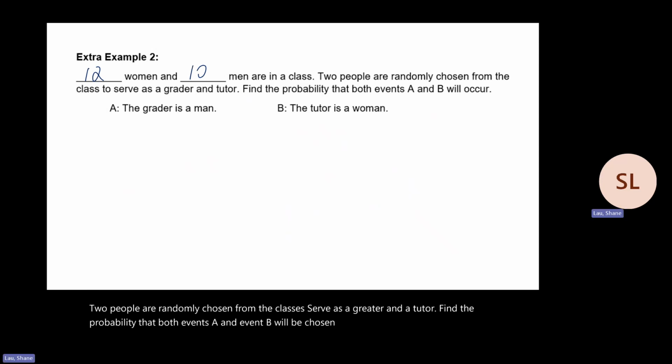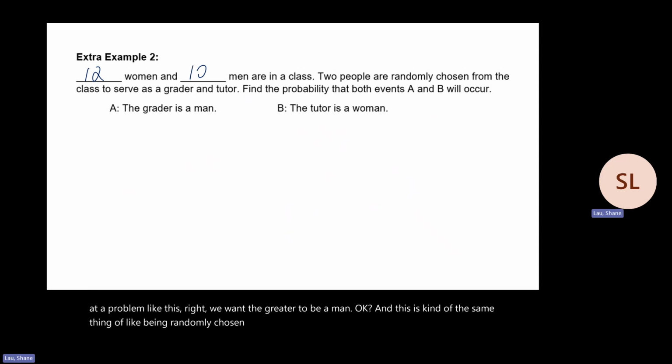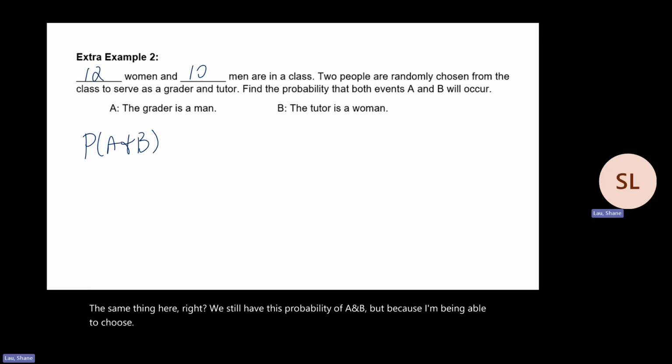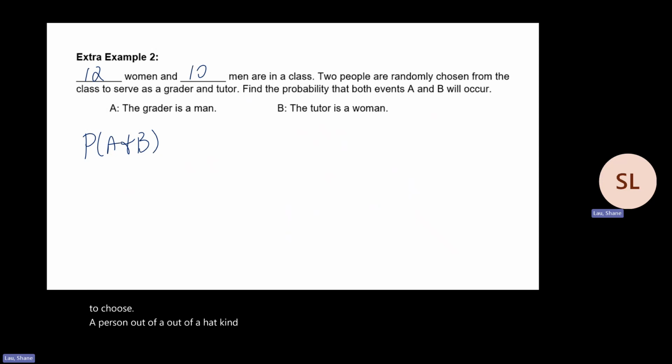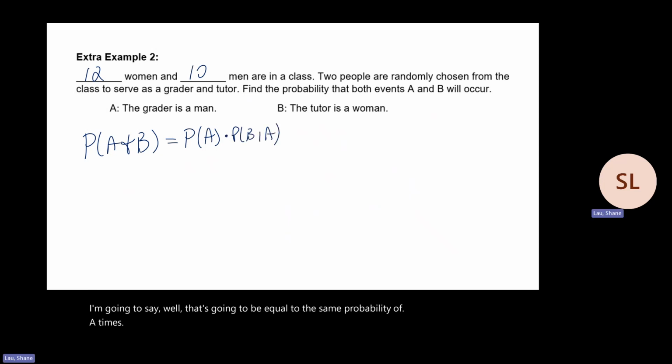Okay. And so whenever we're looking at a problem like this, we want the grader to be a man. And this is kind of the same thing of being randomly chosen. Imagine we had gotten that $100 bill in that bag. The same thing here, right? We still have this probability of A and B, but because I'm being able to choose a person out of a hat, kind of the same idea as the last one, I'm going to say, well, that's going to be equal to the probability of A times the probability of B given A.